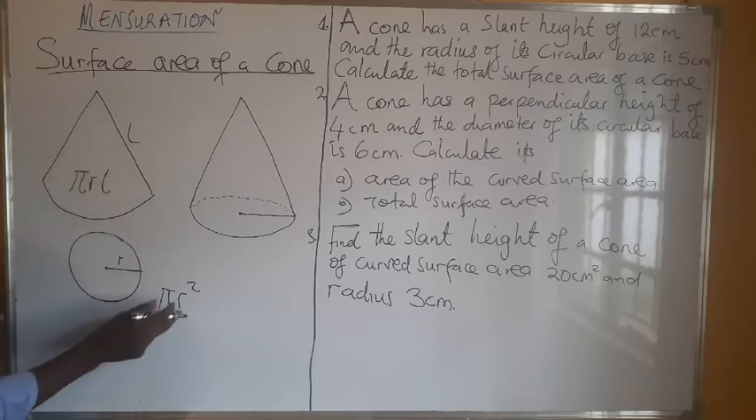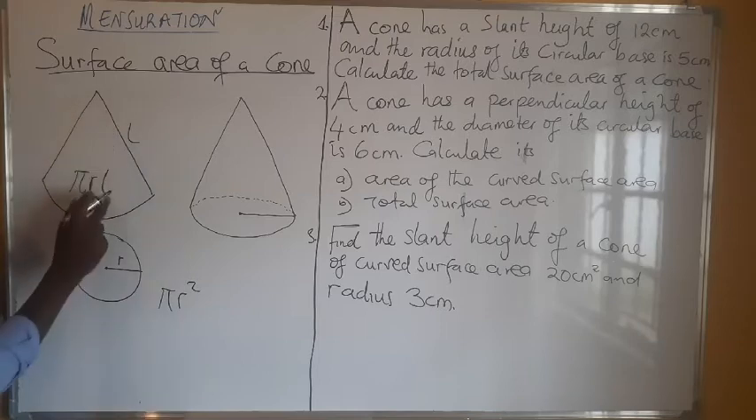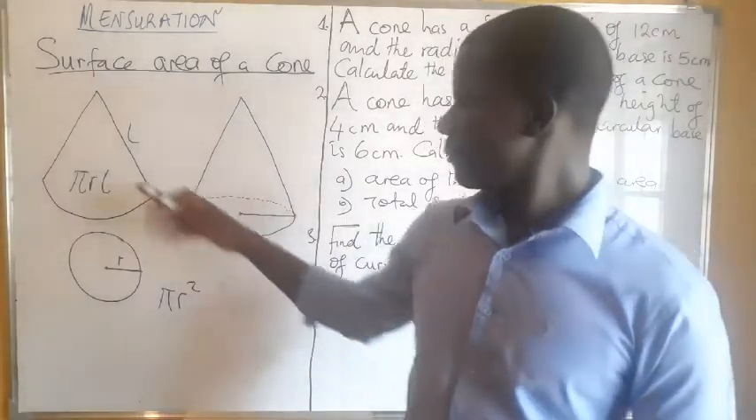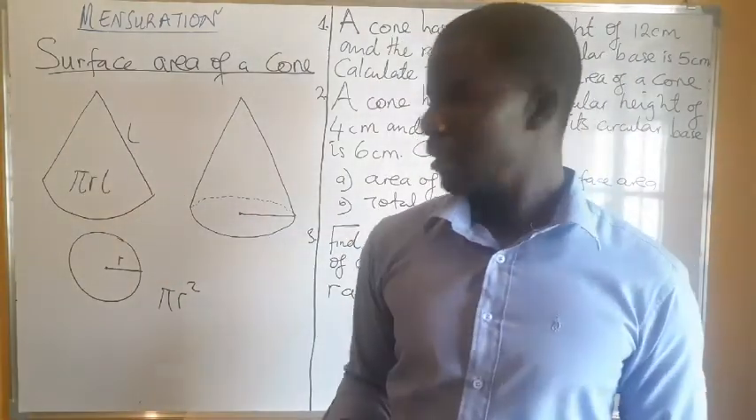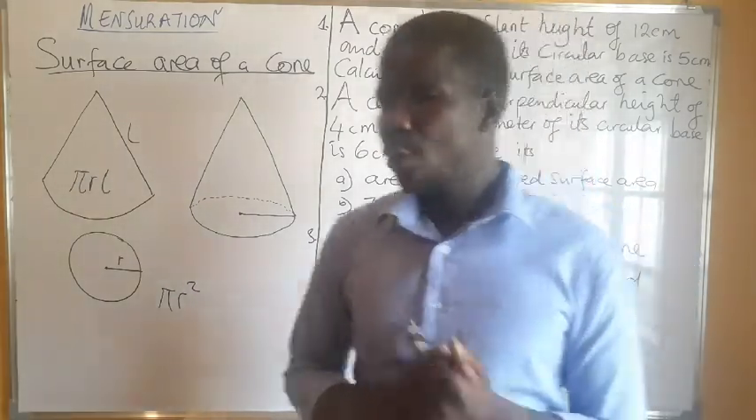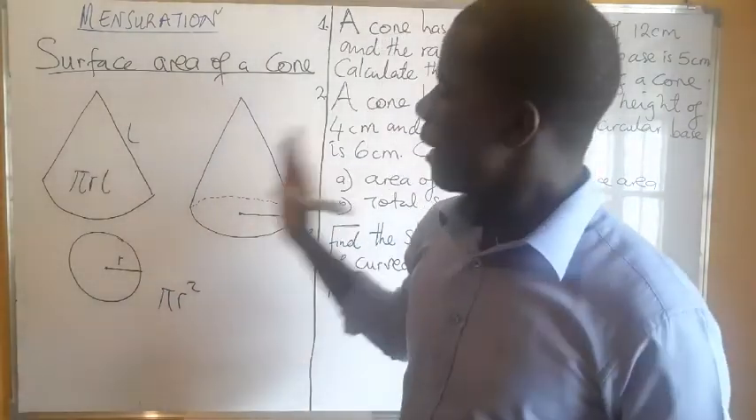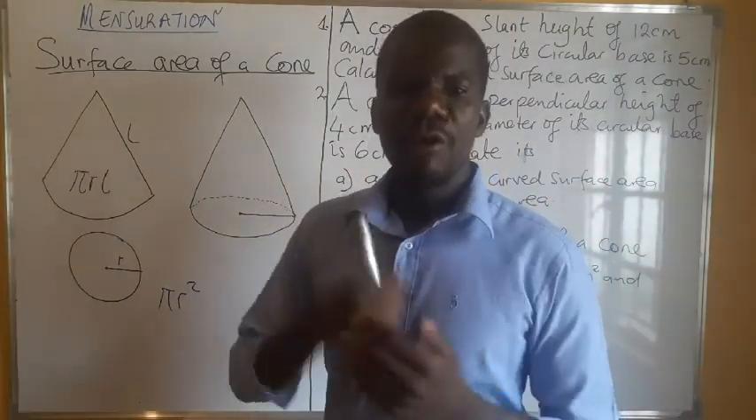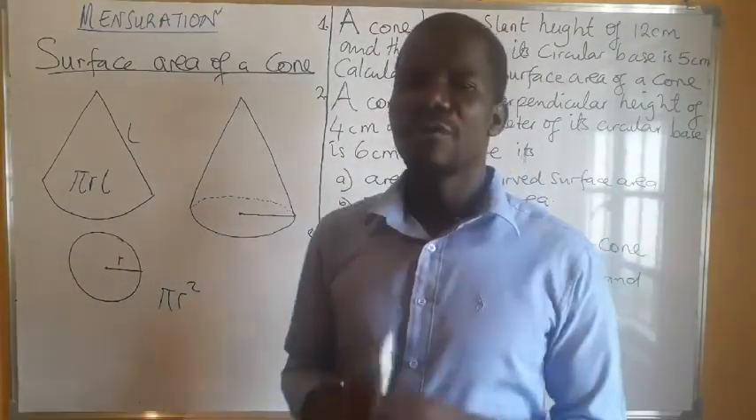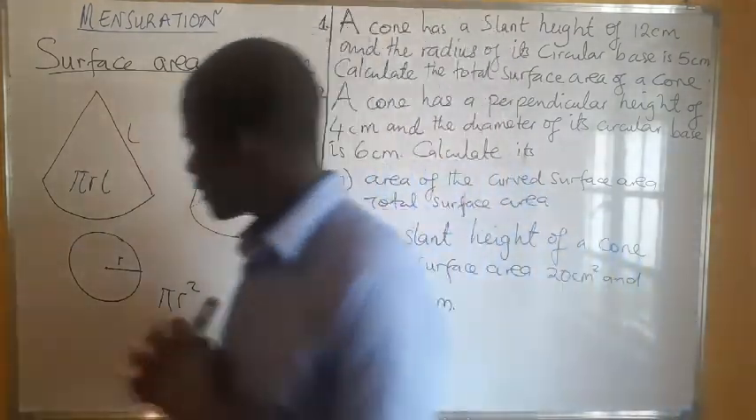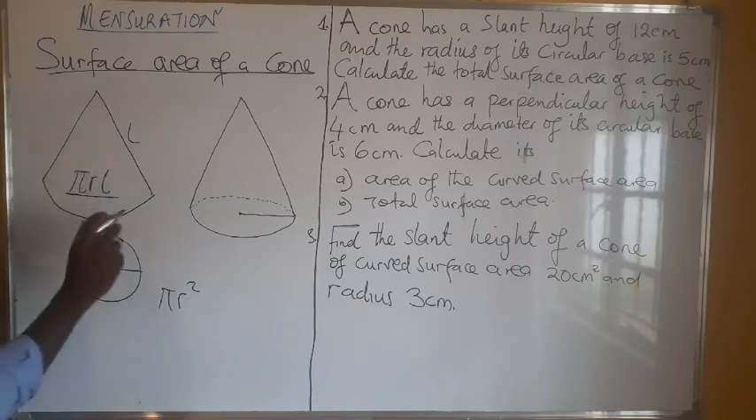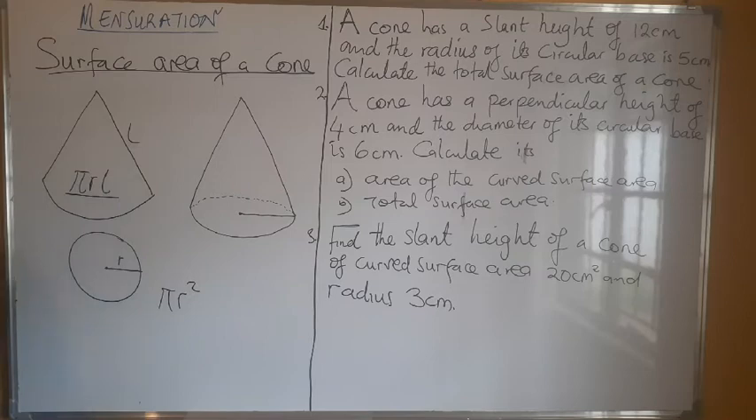R is the radius, even here R is the radius. L is the slant height of the curved surface. There are questions that I've seen in the exam where they are just asking you to find the area of the curved surface. That doesn't talk about the whole cone. We're talking about the area of the curved surface. Please, when we have such a question, we are going to use this formula. The area of a curved surface of a cone. We just want the area of a curved surface.